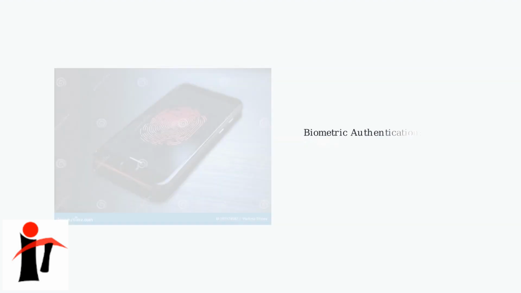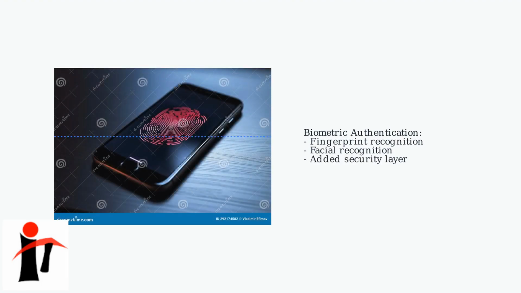For added protection, the Tesla app now supports biometric authentication, such as fingerprint or facial recognition on compatible devices. This provides an extra layer of security beyond passwords. These security measures work together to keep your Tesla vehicle safe and under your exclusive control through the app.